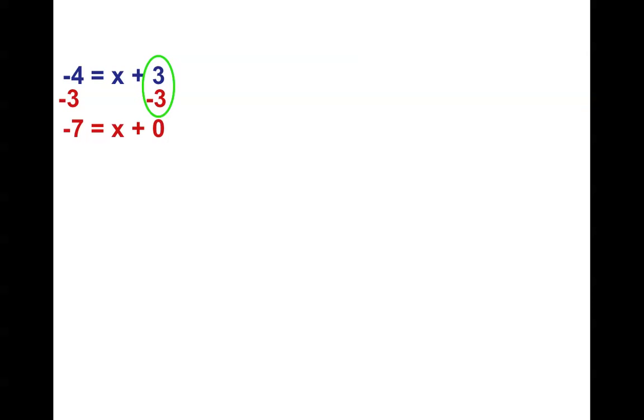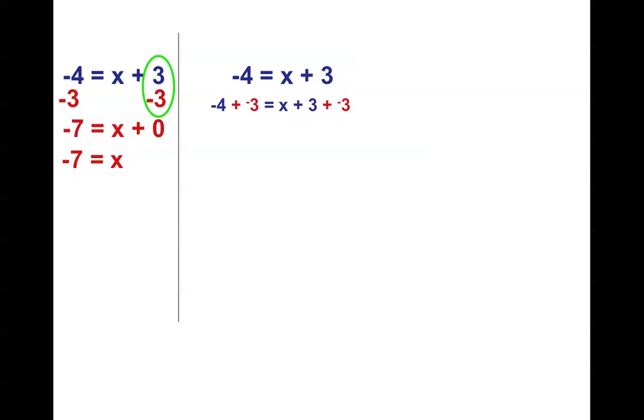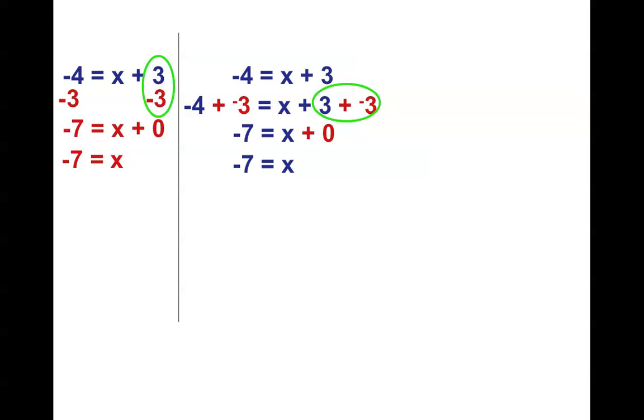And x plus 0 equals negative 7. There you go. What if I do it the other way? Well, notice I just go side by side. Look at my 0 pair. I still get negative 7.